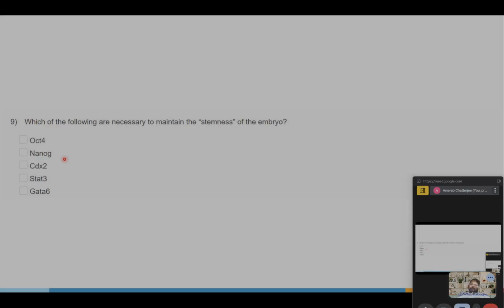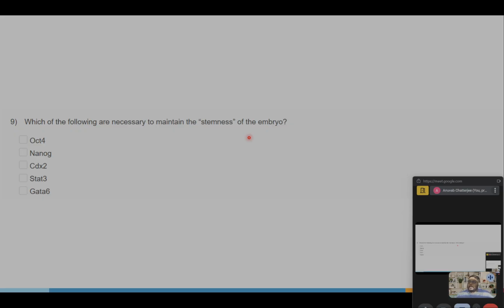Okay, moving on. Which of the following are necessary to maintain stemness of the embryo? So stemness essentially means the pluripotency or the totipotency of the embryo, so that it can give rise to more and more cells. So stem cells, as you would know, are cells that can give rise to other cells, as well as have the ability to infinitely divide themselves. So these are obviously really important.